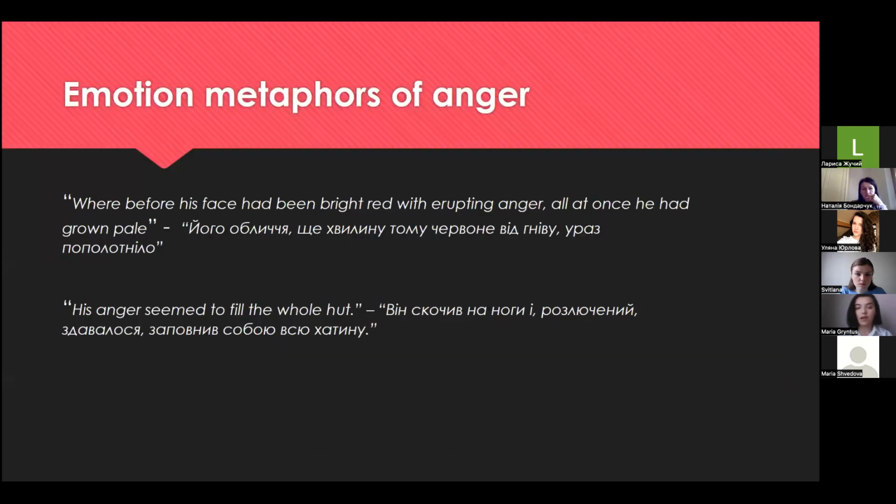The first concept taken into account is anger. Lakoff and Johnson claim that anger is the heat of a fluid in a container, and this is the central metaphor in the conceptualization of anger.